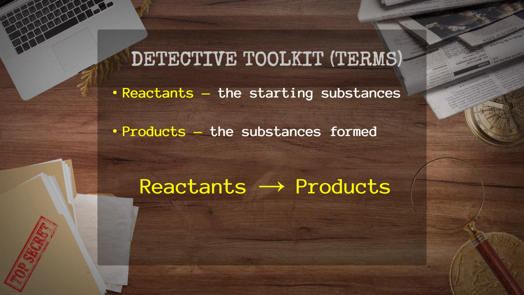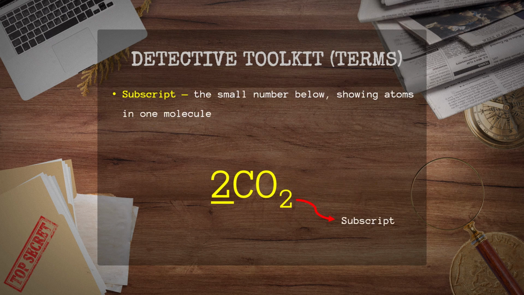Reactants, left side of the equation. Products, right side of the equation. Subscript. This is the small number written below, like in H sub 2. It tells how many atoms are in one molecule. The subscripts in a formula are never changed.